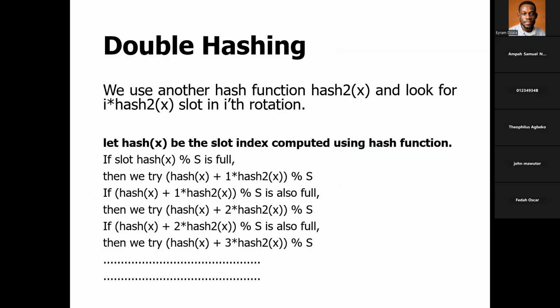Then we have double hashing. As the name implies, double hashing. So we use another hash function, hash 2 of x, and look for the i times hash 2 of x slots for the ith iteration. Now what that means is that it says let hash x be the slot index computed using the hash function.